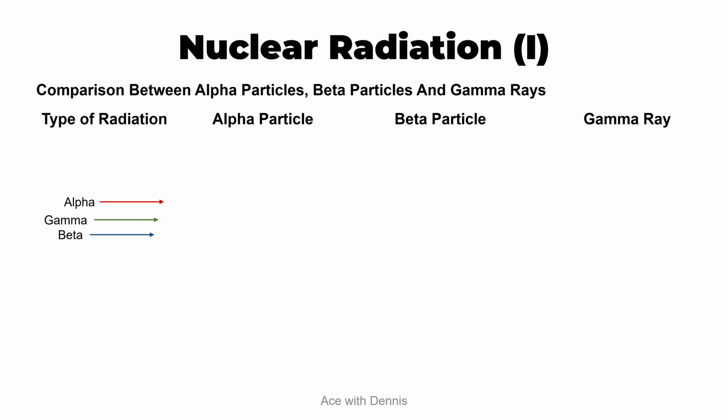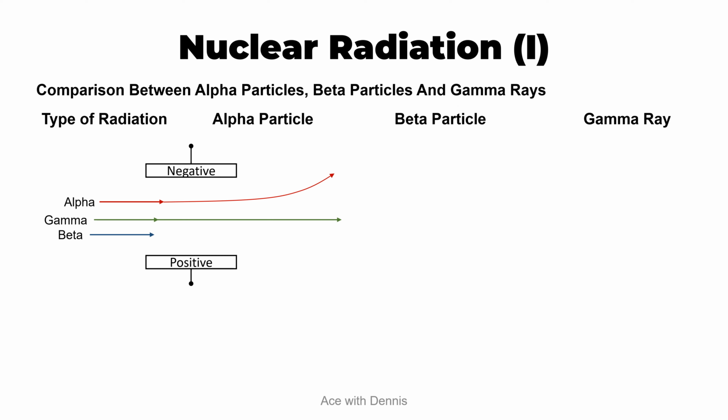Next, we also want to observe how alpha particles, beta particles, and gamma rays deflect when they pass through electric fields. So let's say these three are passing through the electric field. Gamma rays will travel in a straight line. Alpha particles, since they are positively charged, will be attracted towards the negative plate. Beta particles, since they are negatively charged, will be deflected towards the positive plate of the electric field.